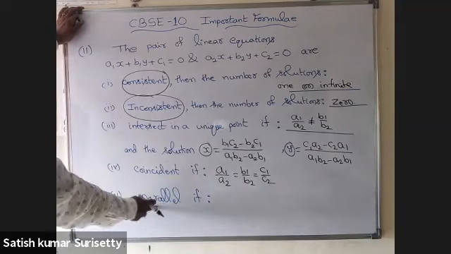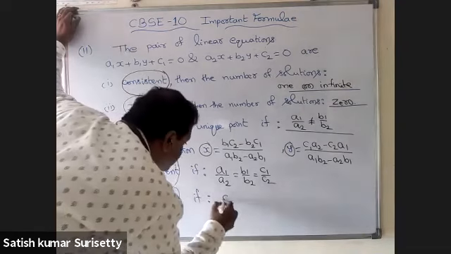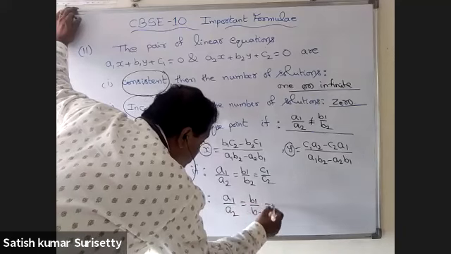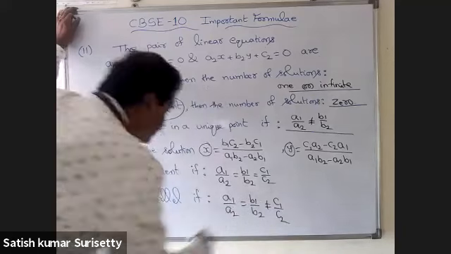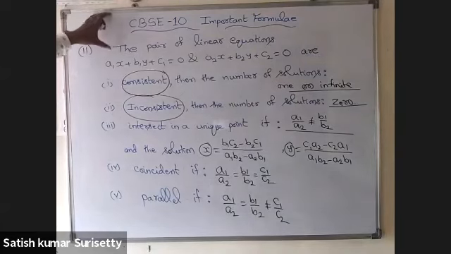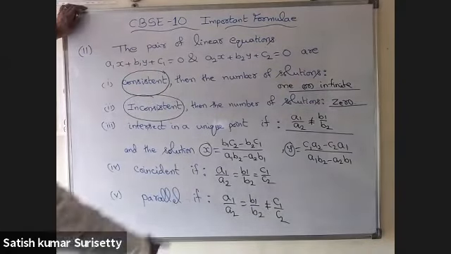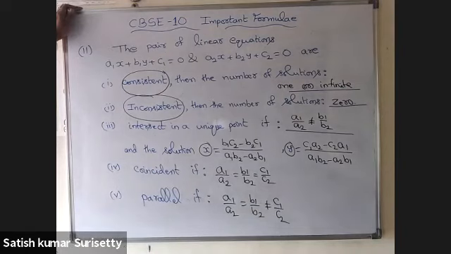Next, parallel if a1 upon a2 equal to b1 upon b2 but not equal to c1 upon c2. So the ratios of the coefficients of x and y must be the same but not equal to the ratio of the constants. Then geometrically, they will be parallel and there is no value of x and y satisfying both the equations. In the exam, there will be so many problems related to this concept. If you remember, you can answer it very easily.